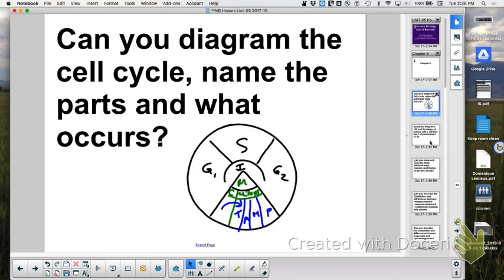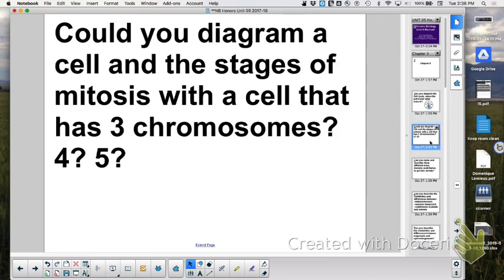All right. Next. And then once I've gone through it all, if there's certain things you want me to go over, I'll go over, okay? Then we can focus our time. Could you diagram a cell and the stages of mitosis with a cell that has 3 chromosomes, 4 chromosomes, 5 chromosomes? Could you do that and also do meiosis and know the difference between mitosis and meiosis? Do you want me to do that one with you? Yes? No? Yes? Okay. Let me put an extra page in here.